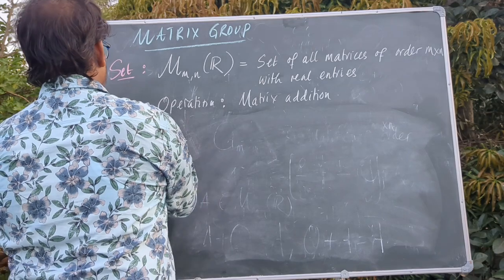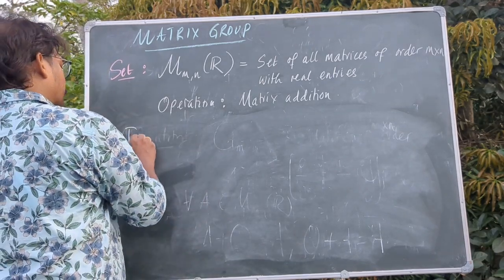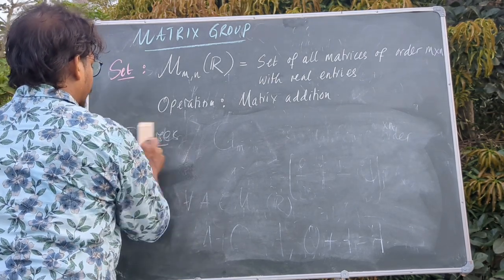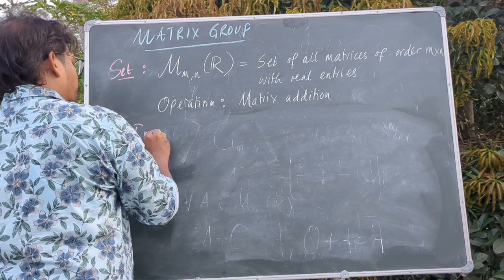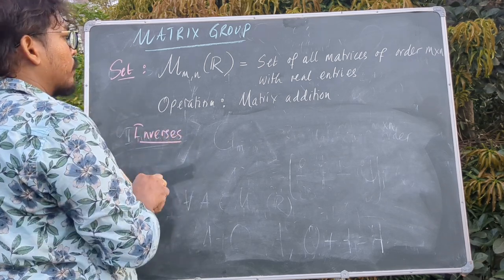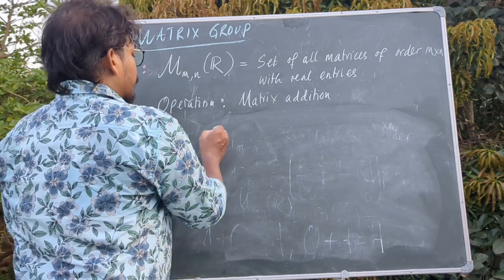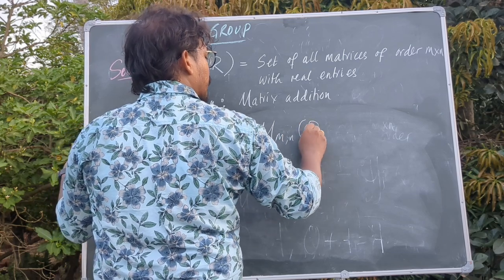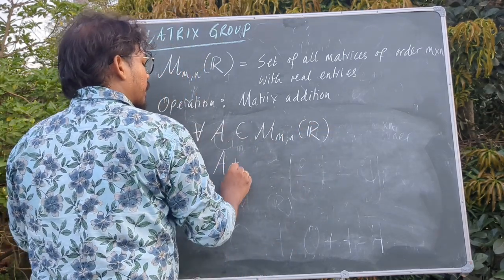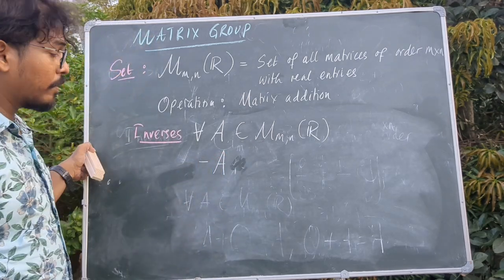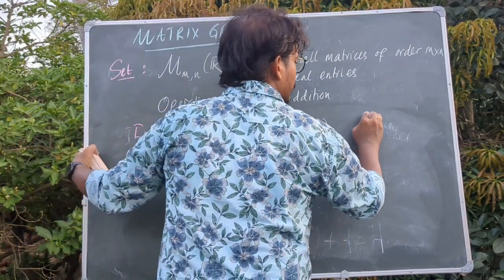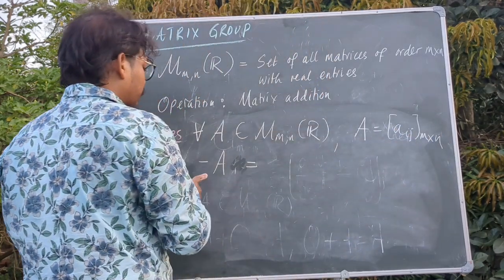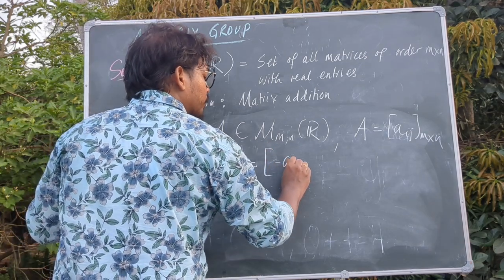What is the inverse? For inverses, for any matrix, we have its negative matrix, which is, suppose A has entry Aij, then minus A has entry minus Aij.